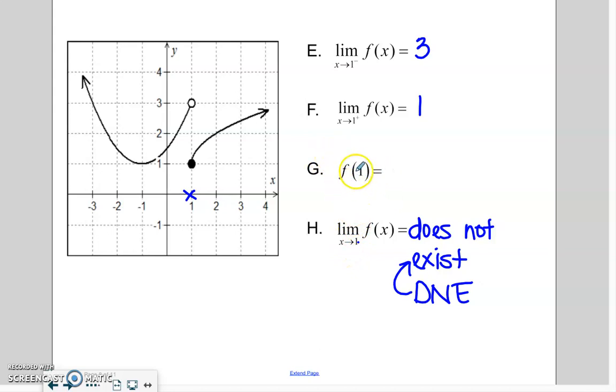All right, last question, what's f of 1? So that means when x is 1, what's the y value? So you're looking for the filled in circle here, okay? So when x is 1, the y value looks like it's also 1.